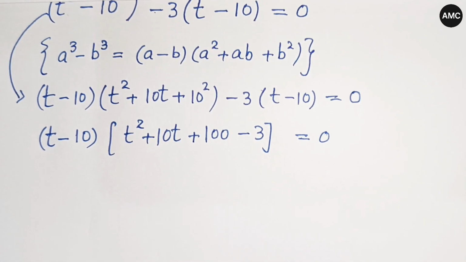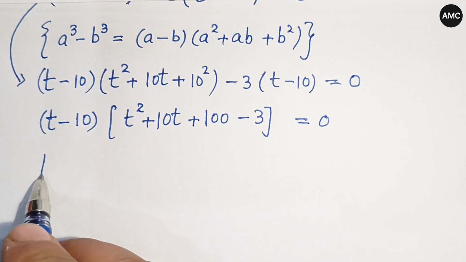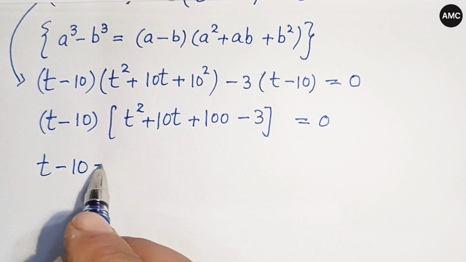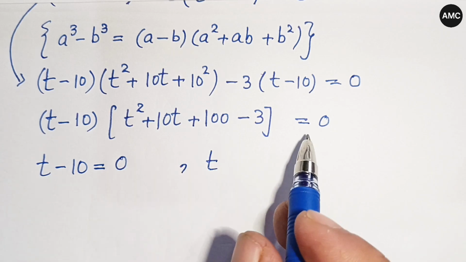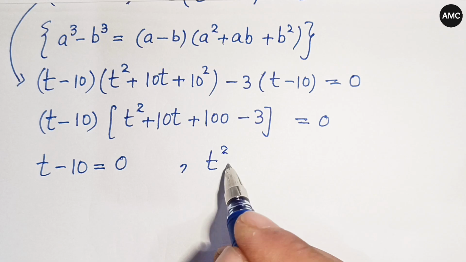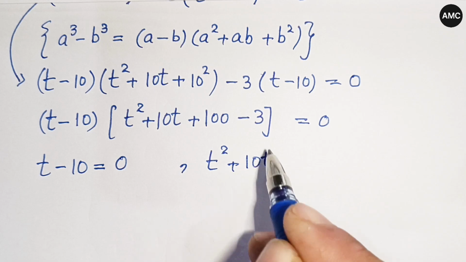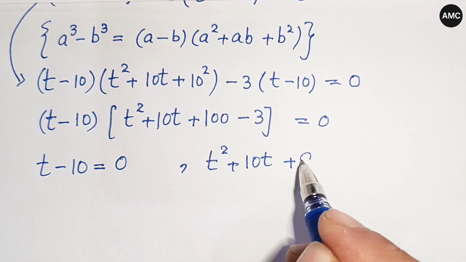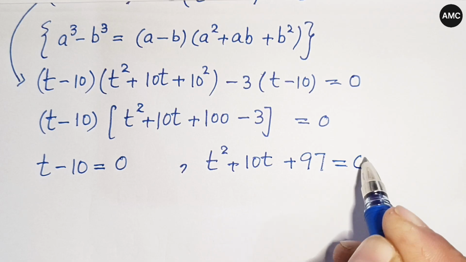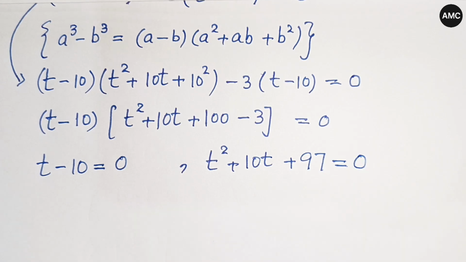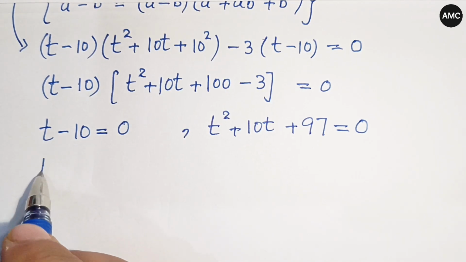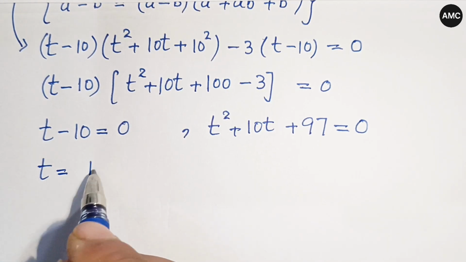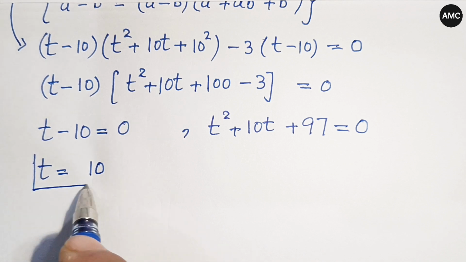Now this t minus 10 is equal to 0, using the zero property here. So t squared plus 10t plus 100 minus 3, which will be plus 97, is equal to 0. Now we have two equations. From the first equation, t is equal to minus 10 will be plus 10, so we get the value of t.